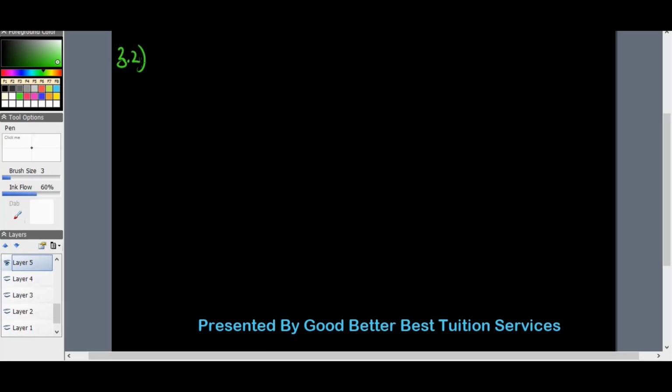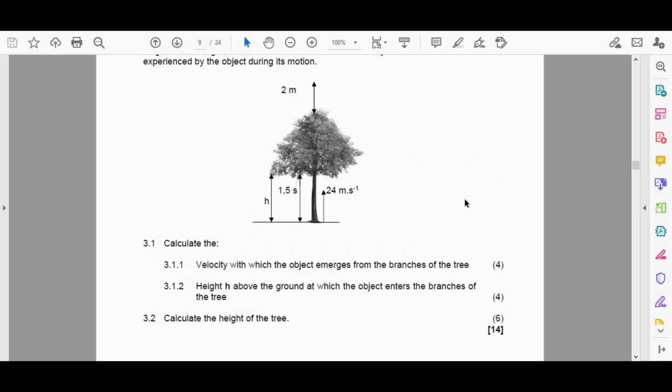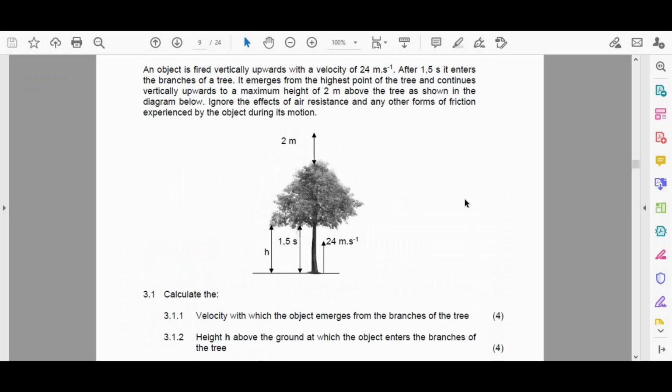The first thing we're going to do is calculate the final velocity from which the ball emerged. The ball entered the tree at 24. We need to calculate the velocity from when it was in the tree, that period there. For the remainder of this height, as it says in the question, after 1.5 seconds it enters the tree and it emerges from the highest point of the tree and continues vertically upwards 2 meters above the ground as shown in the diagram below.